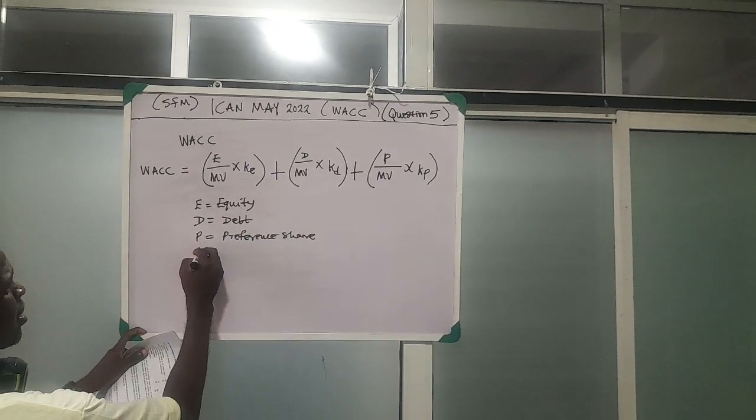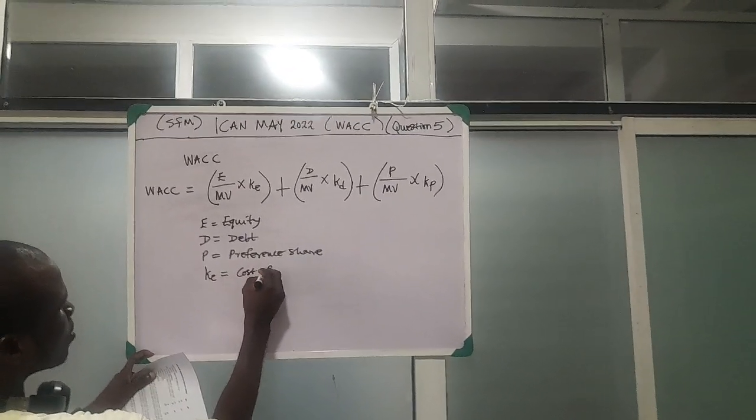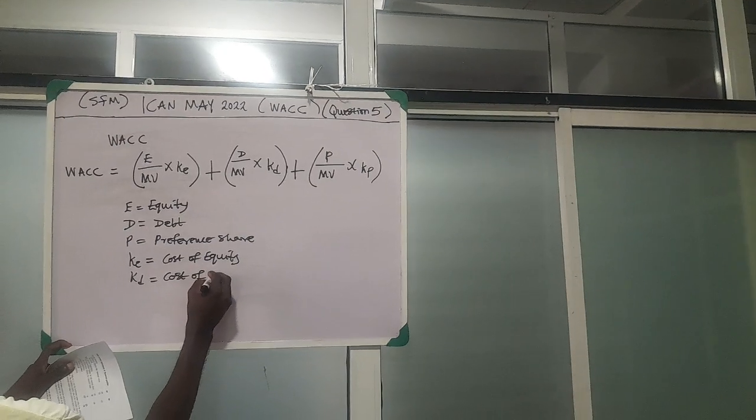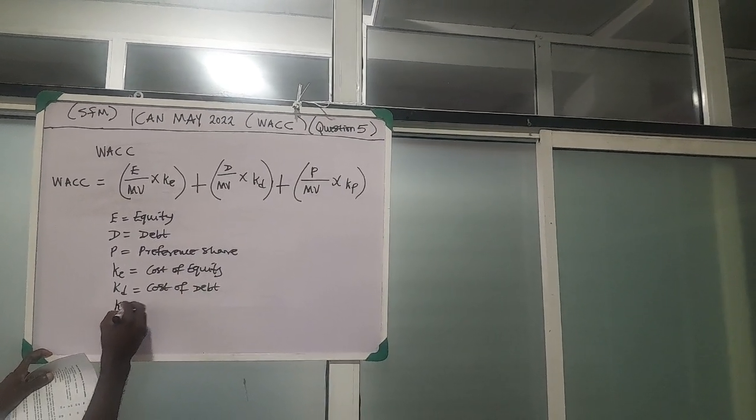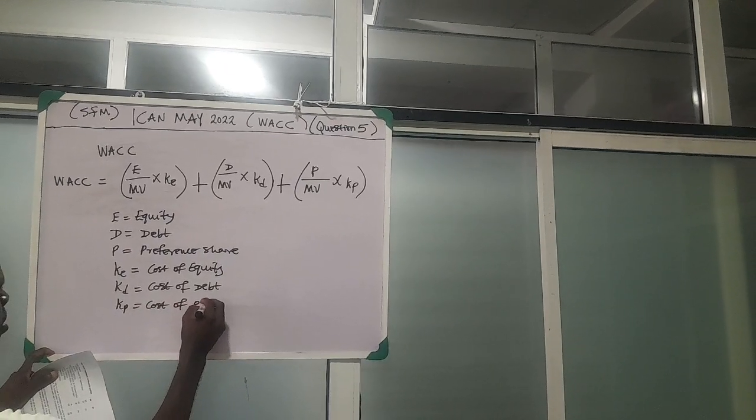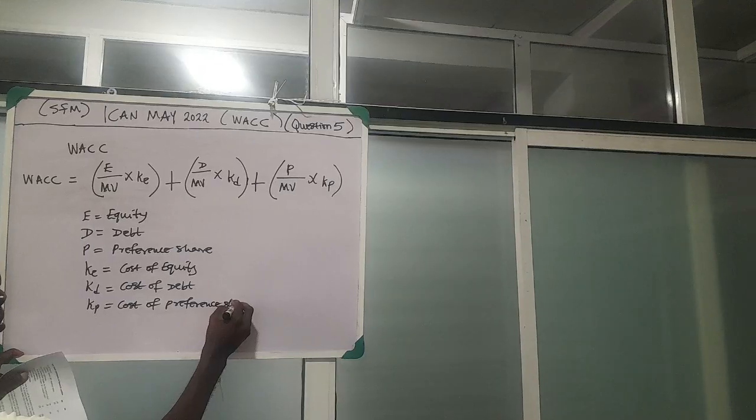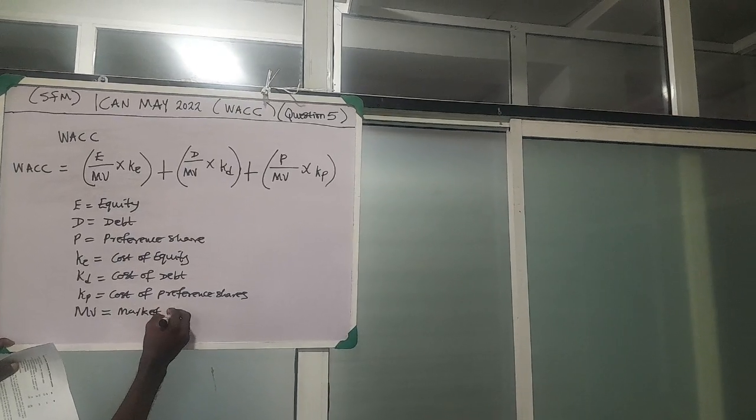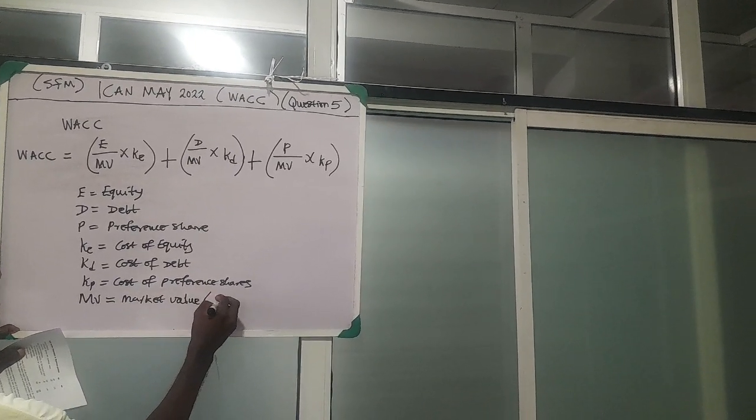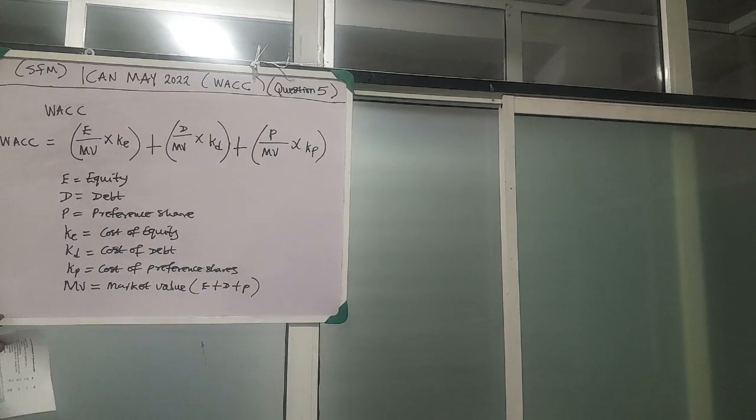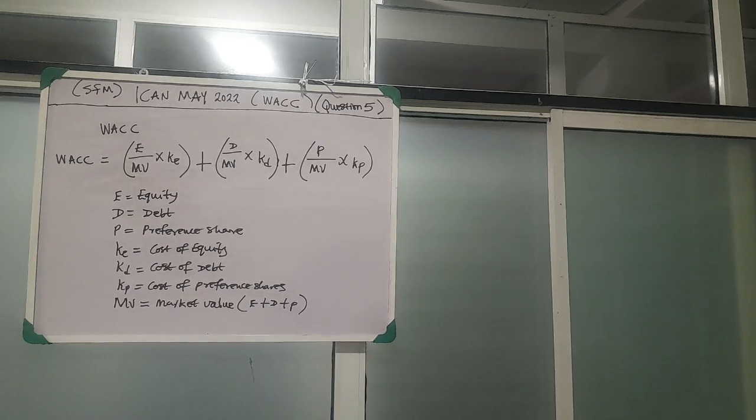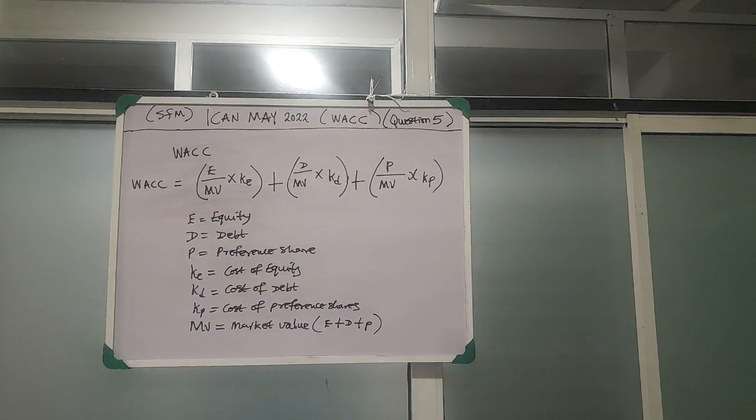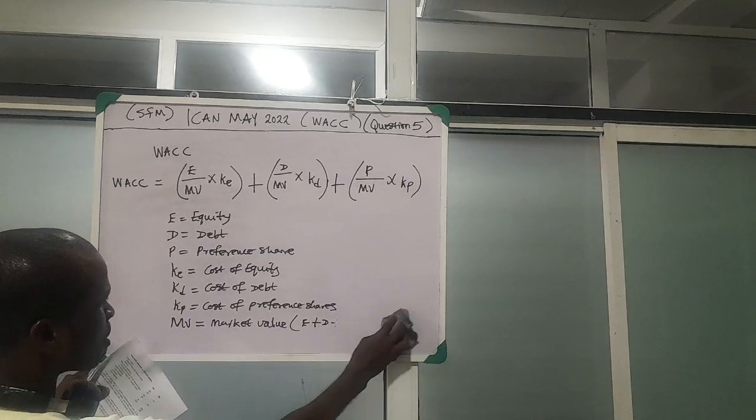Then KE stands for cost of equity. KD stands for cost of debt. KP stands for cost of preference share. MV stands for market value, which is simply equity plus debt plus preference in case there is preference. So each of these components needs to be gotten before we proceed to compute the weighted average cost of capital. We'll start by getting each of the components needed based on the information provided in the question.